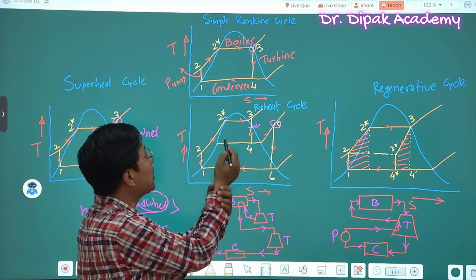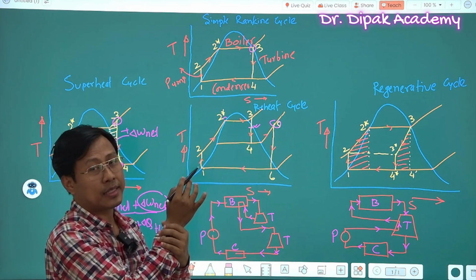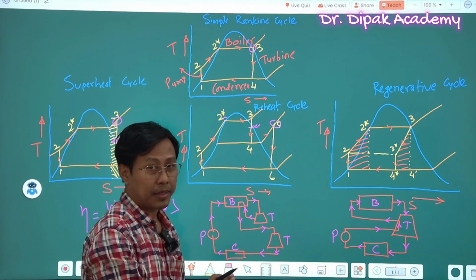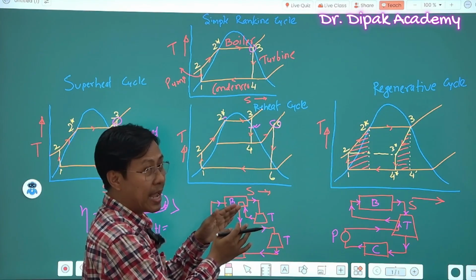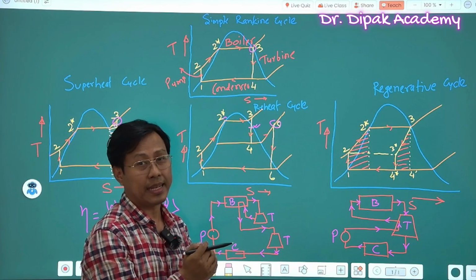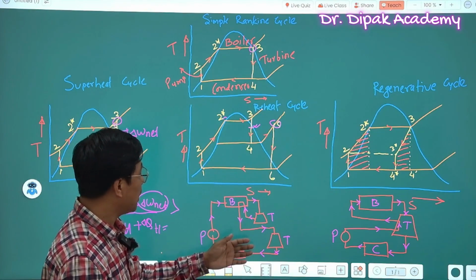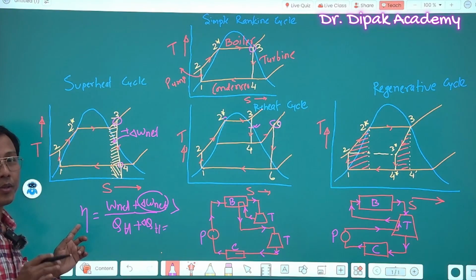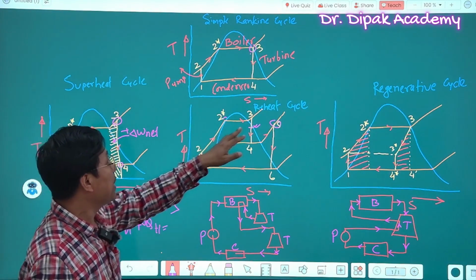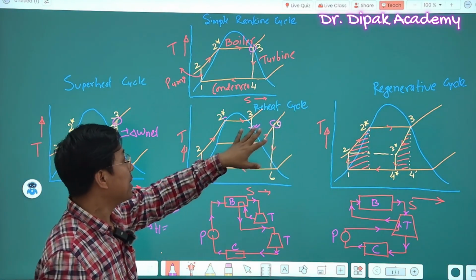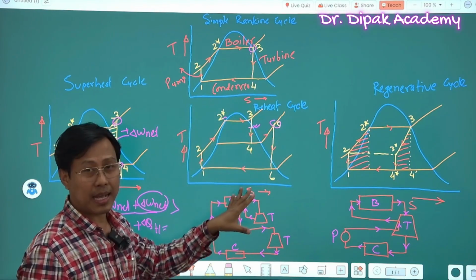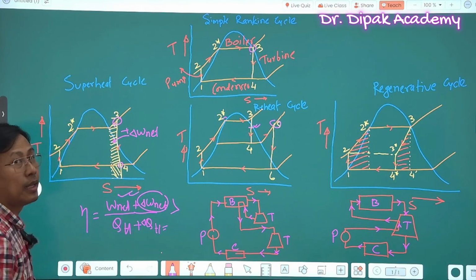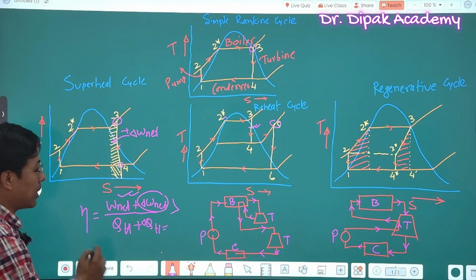In this reheat cycle the difference is that instead of one turbine, two turbines are applied. In this way we get better work done here. So obviously in this process we can find a better efficiency. By applying this reheat cycle, where instead of one turbine two turbines are used, we get better work done. As a result we have a higher efficiency.